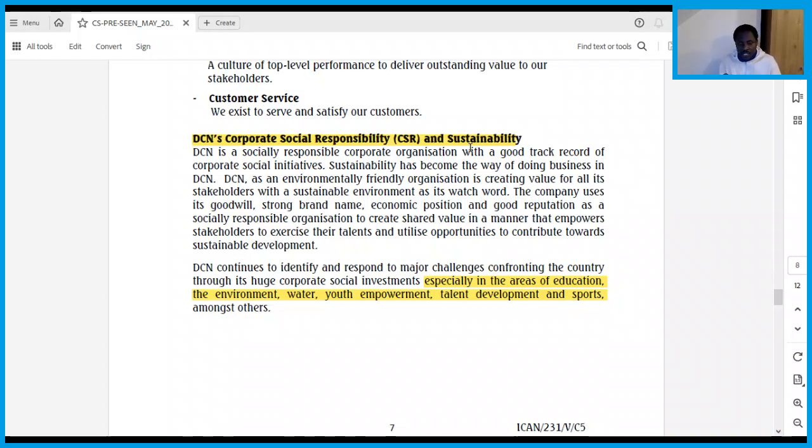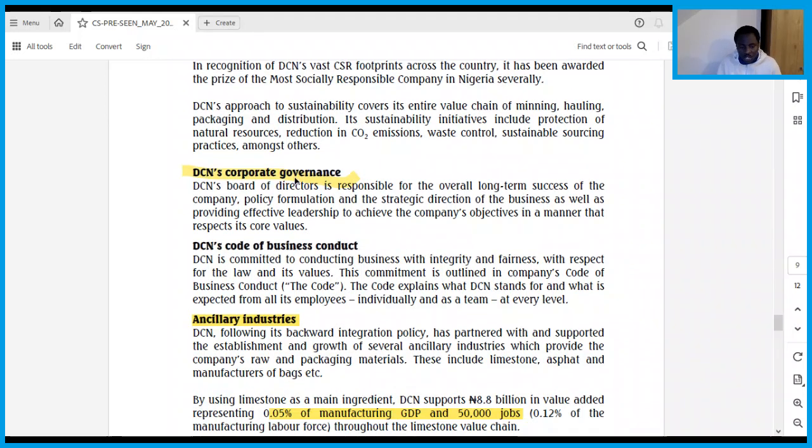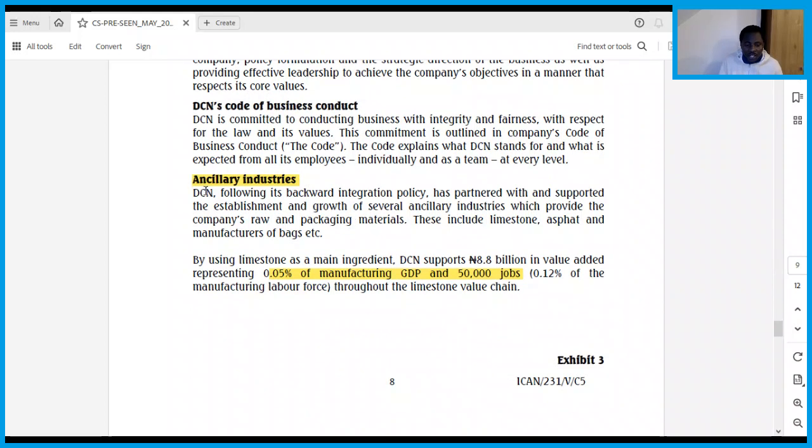So sustainability is a likely area now, and our client is good along that line too, especially in the area of education, the environment as it relates to water, also social life as empowerment, talent discovery, development, sports, amongst others. So when we are talking about Dudley Cement, sustainability, and social responsibility, these are the key areas. Please don't forget.